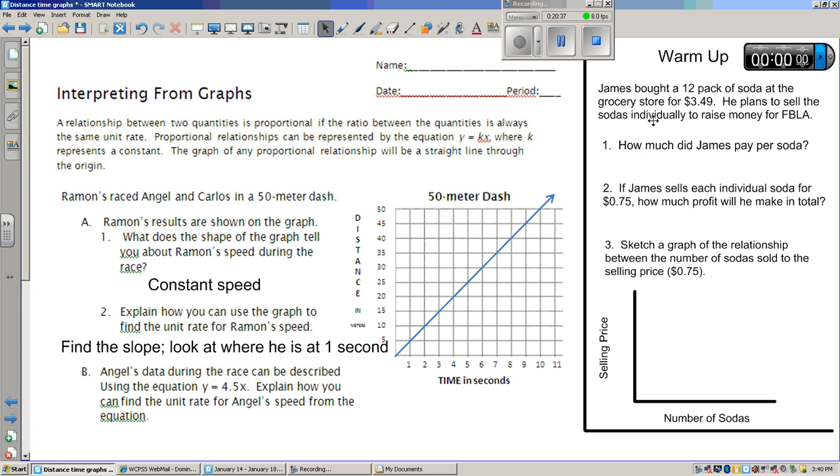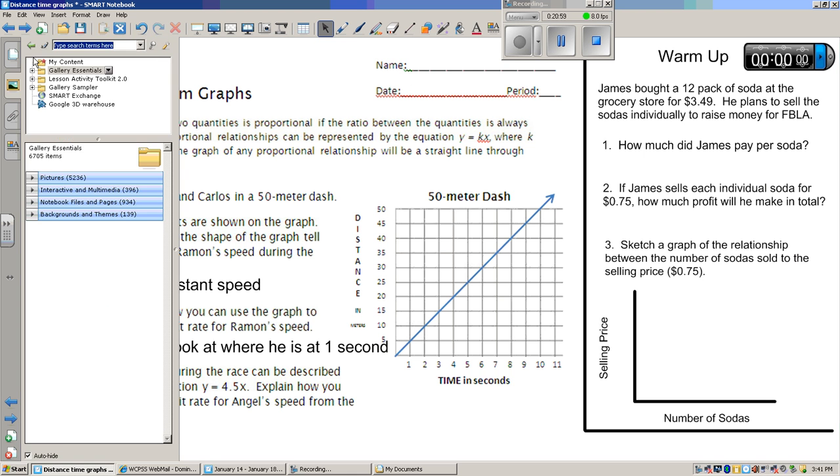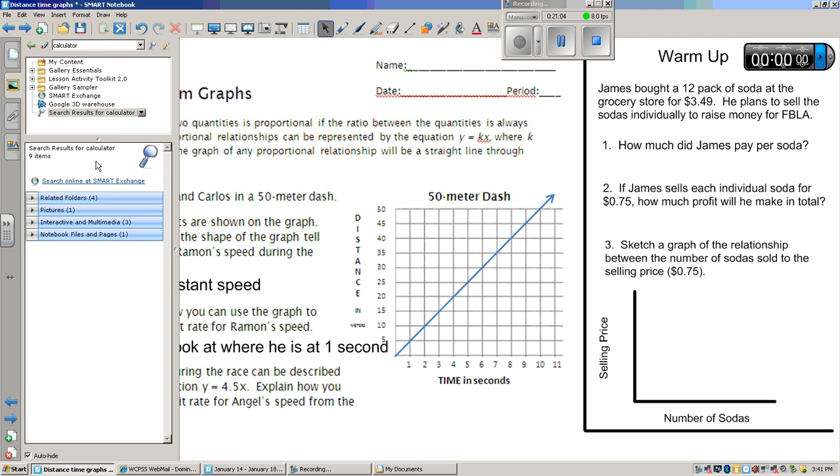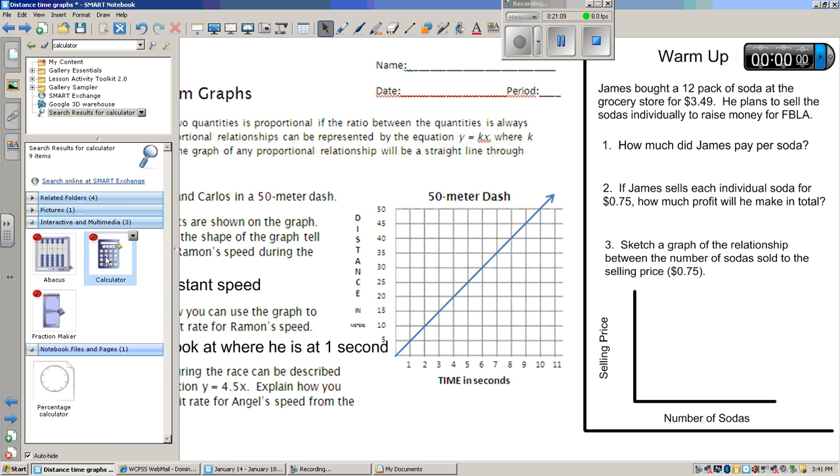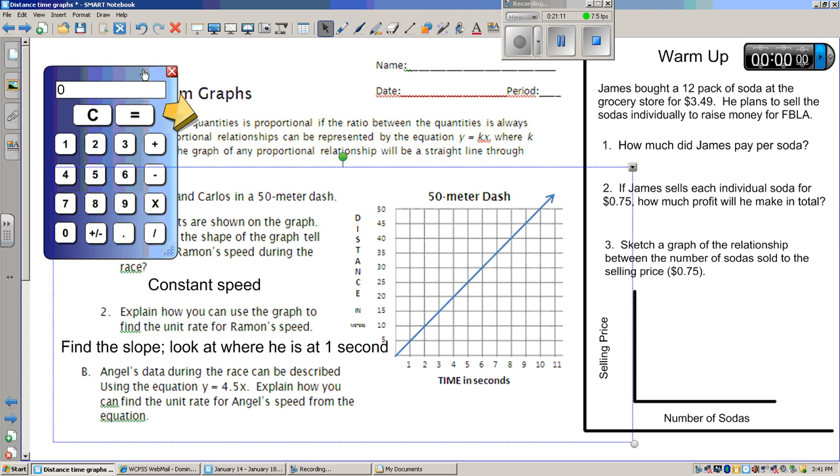It says James bought a 12-pack of soda at the grocery store for $3.49. He plans to sell the sodas individually to raise money for the FBLA. First, we want to find out how much did James pay per soda. You know what? I was going to have you do it on your own, but let's do it together. Let's bring up a calculator here. You can do this by hand. Feel free to do that, but we're going to speed things along by calculating.